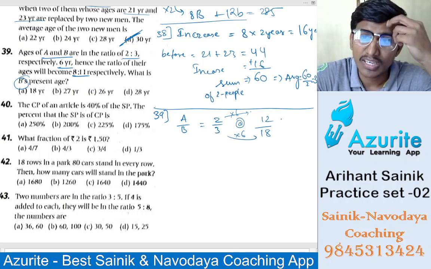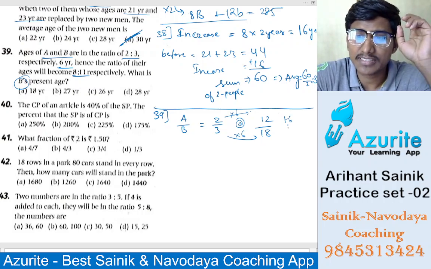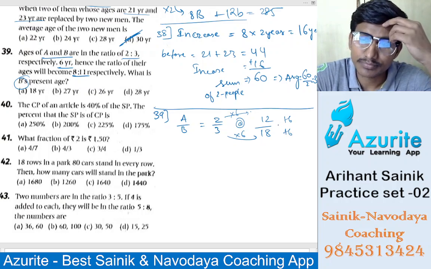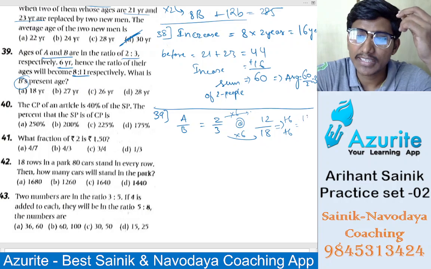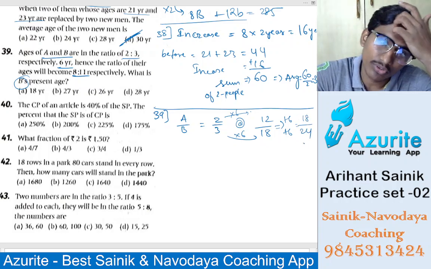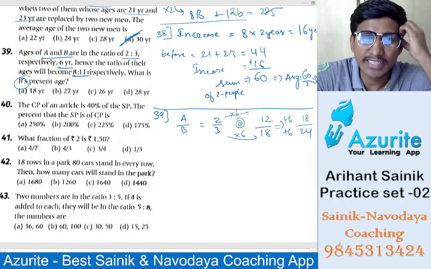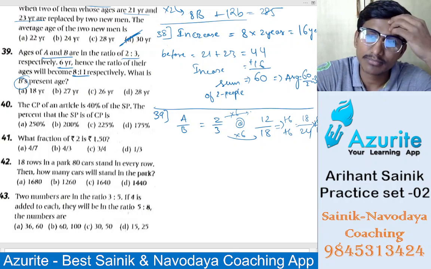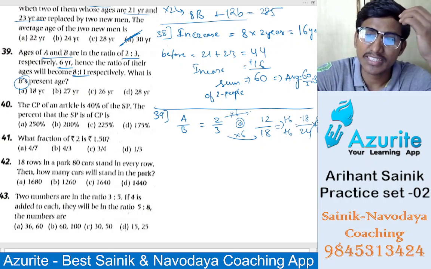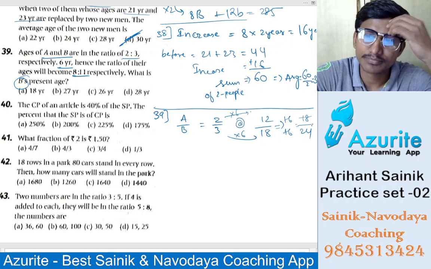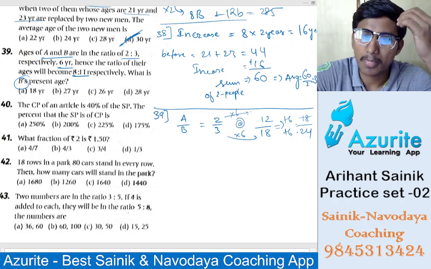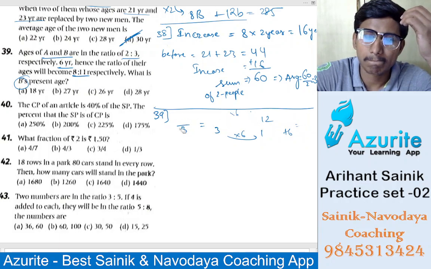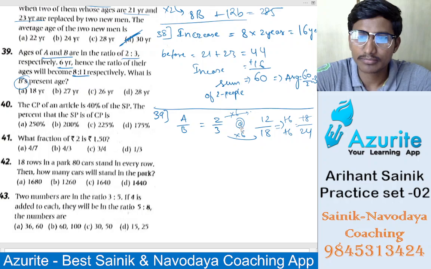After 6 years means 12 plus 6 and 18 plus 6. Right? So it will be 18 by 24. If you cancel, will you get 8 by 11? No, sir. We'll get 3 by 4. That is 6 3s are 18 and 6 4s are 24. Not 8 by 11. Okay?